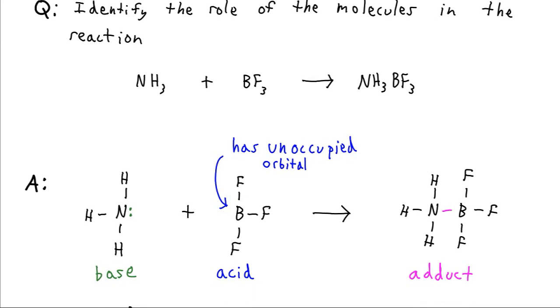Now that makes this the acid. It accepts the electrons. That makes this the base, since it donates the electrons. And this is our Lewis adduct, or we can also call it the acid-base complex.